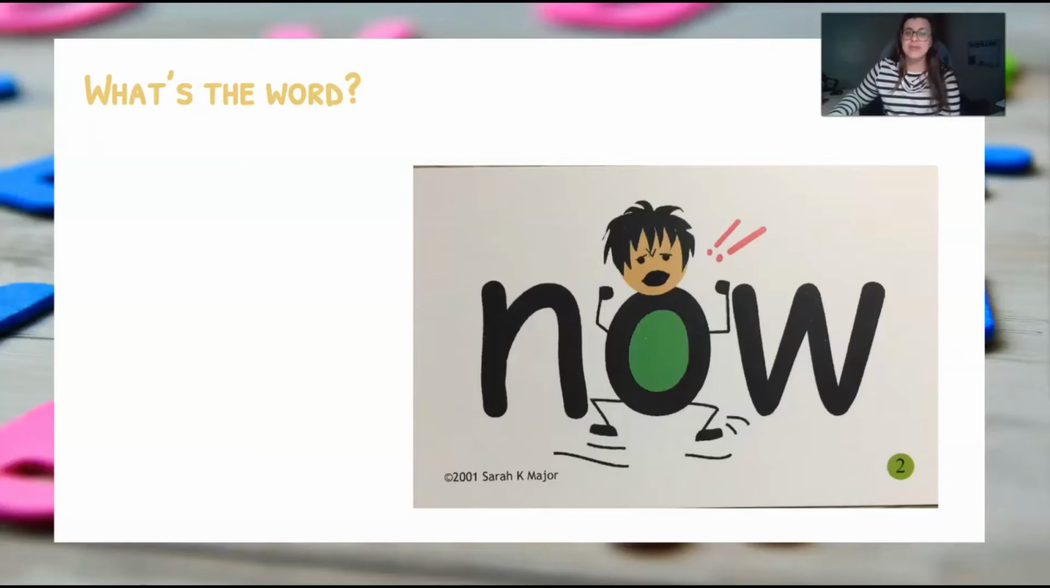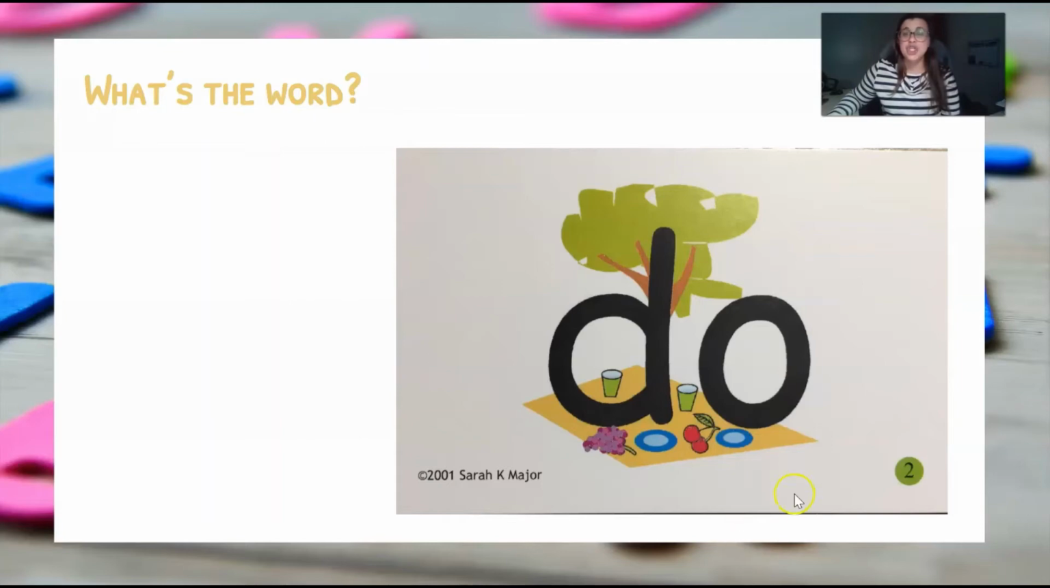Next word. This is the word now. Repeat after me. Now. N-O-W. Now. Last word. Do. Repeat after me. Do. D-O. Do. I do something. Remember, continue to practice your sight words.